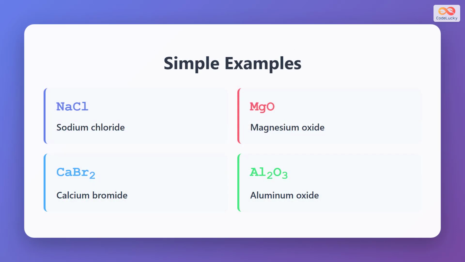Let's look at some simple examples to practice these rules. NaCl is named sodium chloride. Sodium is the metal cation and chlorine becomes chloride as the anion. MgO is magnesium oxide. Magnesium is the cation and oxygen becomes oxide. CaBr2 is calcium bromide. Even though there are two bromine atoms, we simply say bromide. Al2O3 is aluminum oxide. Again, we name the metal aluminum and the nonmetal becomes oxide. Notice we never mention the subscript numbers in the names of these simple ionic compounds.